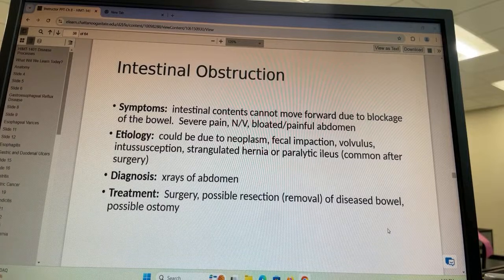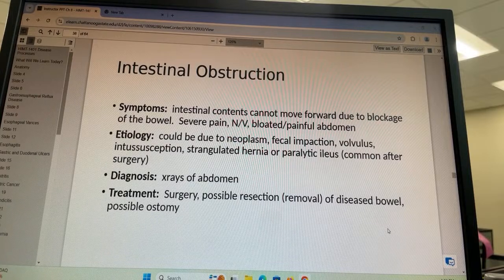A neoplasm, and what's a neoplasm? It's a cancerous tumor, right? So there could be a tumor that started growing in the intestines, and the big tumor is now blocking the exit. That could be a problem. Fecal impaction is just severe constipation. You're just backed up with a lot of feces. A volvulus or an intussusception, I'll show you a picture of that in a second.